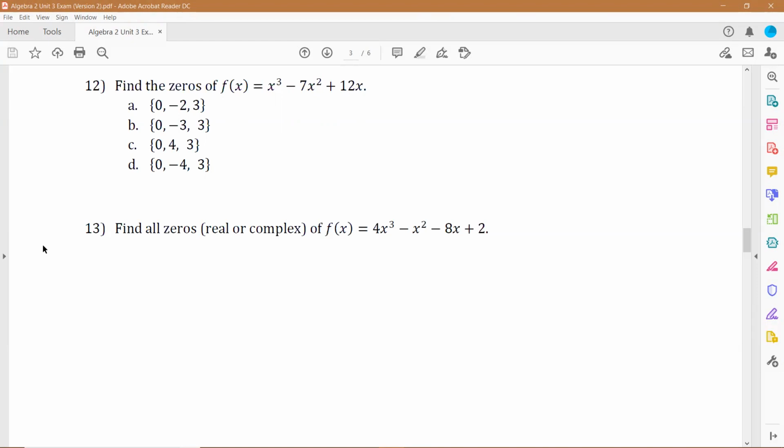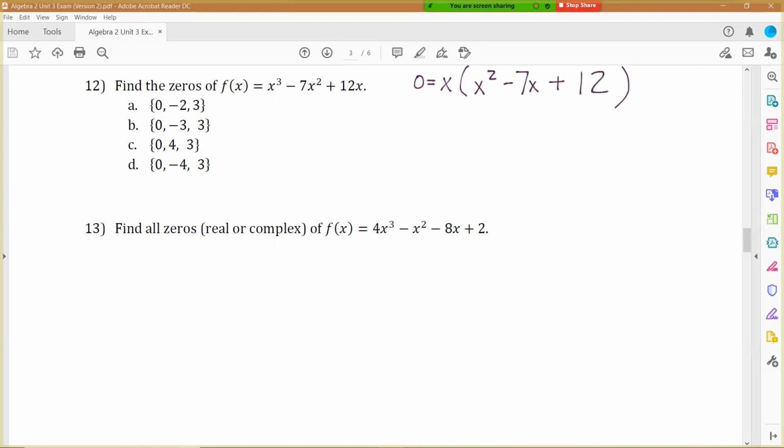Question number 12, find all the zeros. The easiest way to do this is by factoring. Greatest common factor first. So we want to take out the greatest common factor. What is the greatest common factor of these three terms? X. Then we're going to take x out of all three terms, which leaves us with x squared minus 7x plus 12.